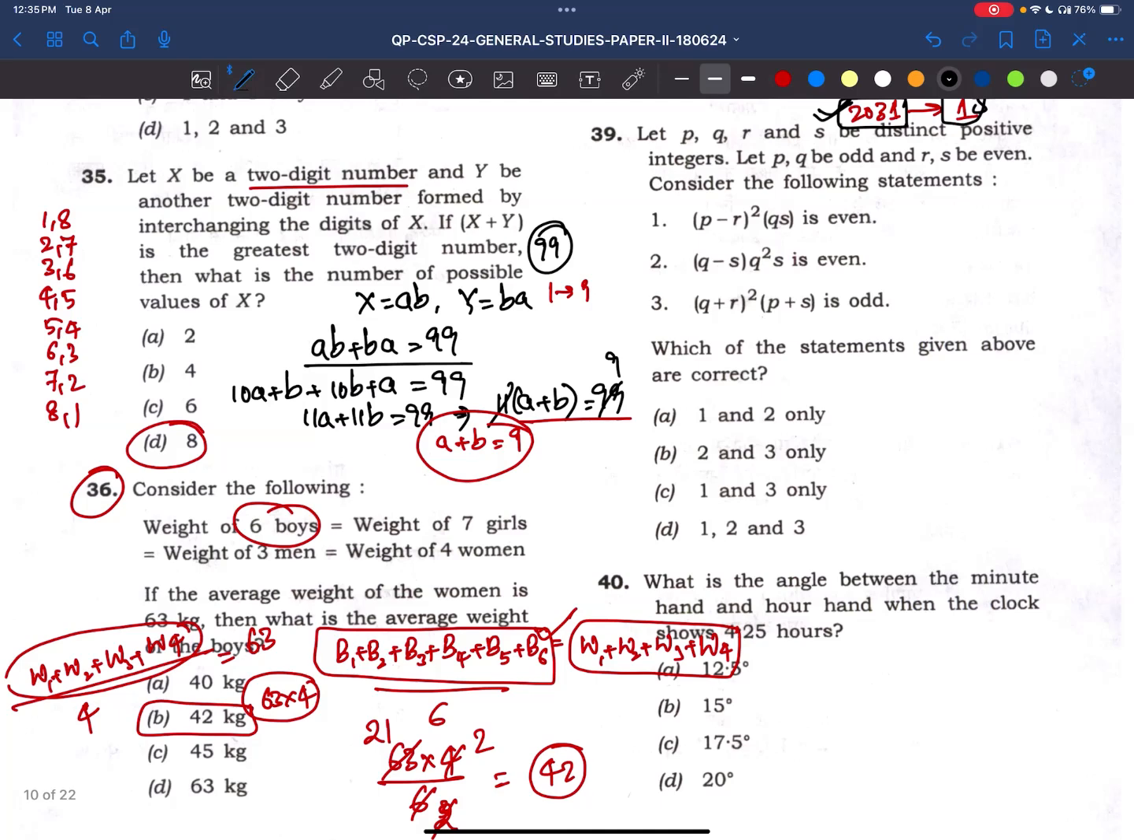Right? Let's go to the 39th question. Let P, Q, R, and S be distinct positive integers. P and Q are odd, R and S are even. Consider the following statements. In the first statement, (P minus R) square into QS is even. See here, S is even, so anything multiplied by even is even. So this statement is correct.